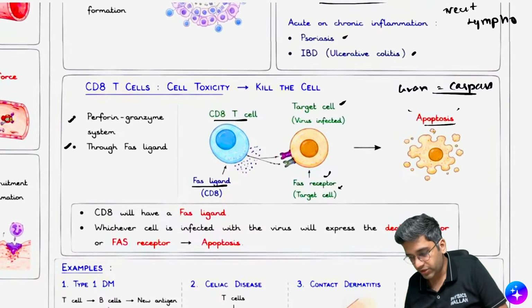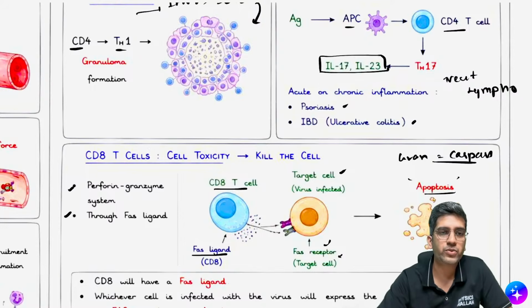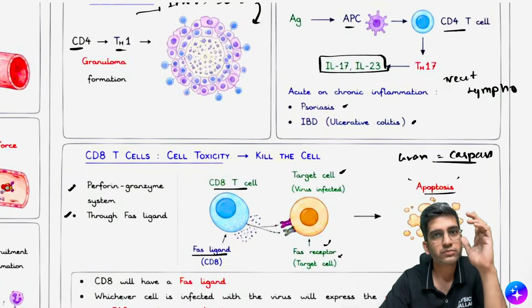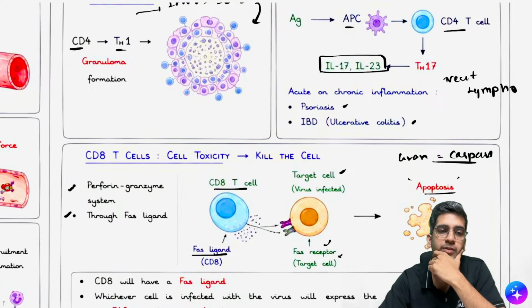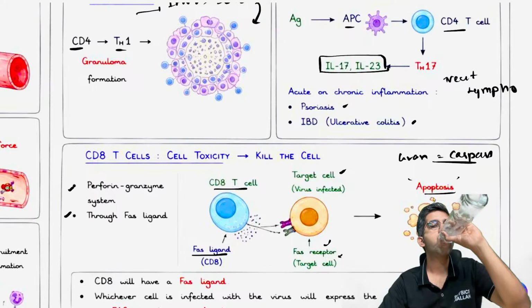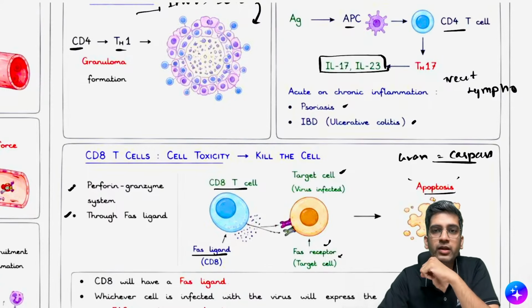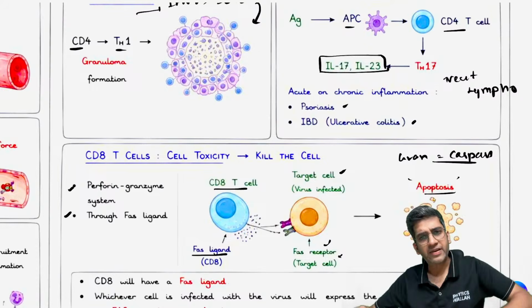A few examples. I'm just going down. Can anyone comment on a few examples for type 4 hypersensitivity? Whatever comes to your mind. I'll tell about one thing, that is your contact dermatitis we already saw. Anything else apart from contact dermatitis? Anyone? Anyone? There are many examples, right?